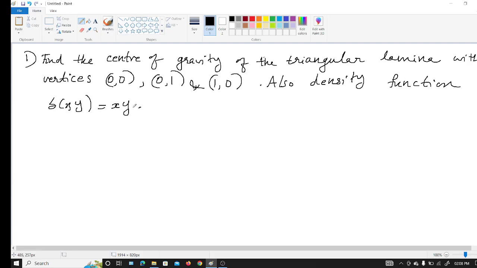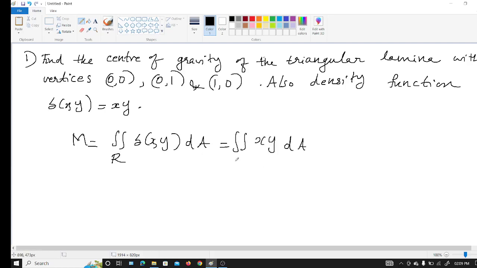Okay. So, corresponding to this problem, the mass of the lamina we already calculated in the previous video. So, you can watch that video again for finding the mass of the lamina. So here we can just write the formula. M is equal to double integral over R delta xy dA, and this is equal to double integral xy dA over R. Now you can draw the corresponding region.